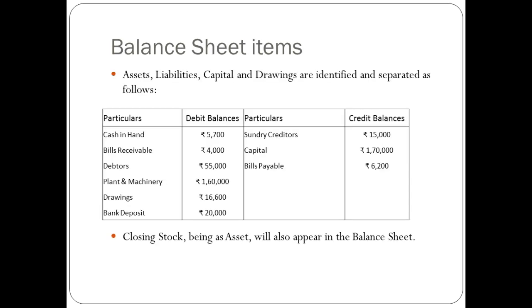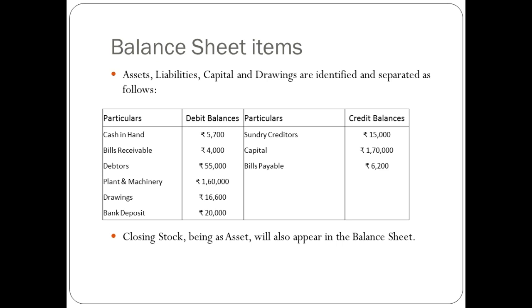Now from the trial balance we will identify our assets and liabilities. Capital and drawings will appear in the trial balance with their names only, so they can be easily picked up from the trial balance. As we know, assets have debit balances. The assets identified are cash in hand, bills receivable, debtors, plant and machinery, and bank deposit.